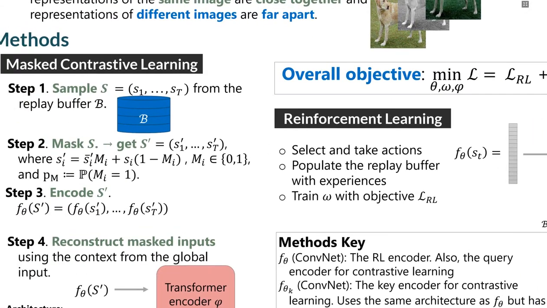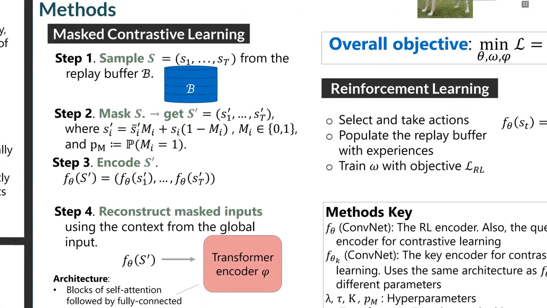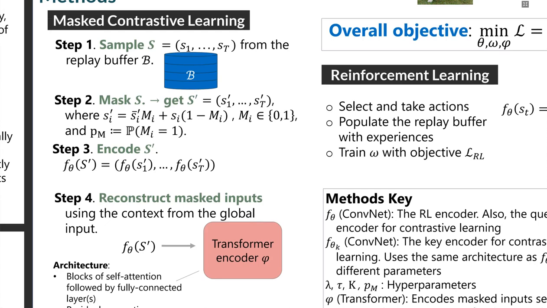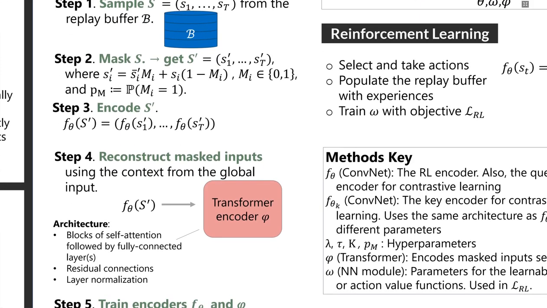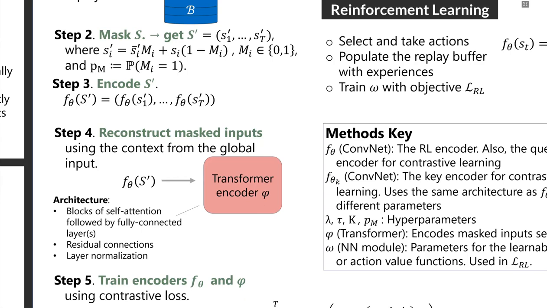Then the masked contrastive learning piece comes in. It blends the two paradigms that I mentioned before of masked language model and contrastive learning. So take a trajectory from the replay buffer, we mask some of the states with a probability P sub m. We found that 50% works pretty well. So we'll say mask half the states in the trajectory, and then encode them with the same convolutional neural network that you're using for reinforcement learning, and then reconstruct the masked inputs with a transformer encoder by feeding in the whole sequence.